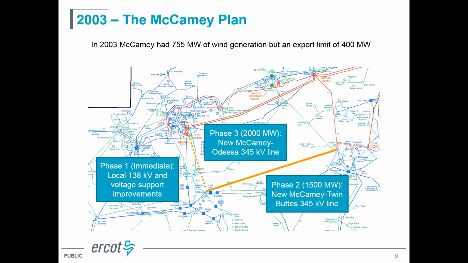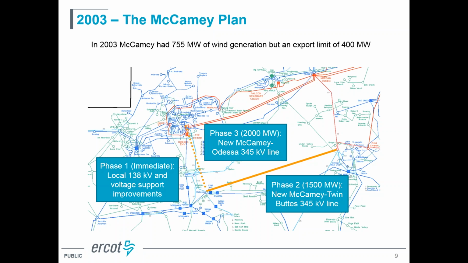And then if you go to 2,000 megawatts of commitment, then we will build another 345 kV line out of the area to connect the McCamey area to the north. That sounded like a great idea at the time because we're essentially saying, if you build this wind generation, then the transmission will come. But the problem was that it didn't work. And why didn't it work?